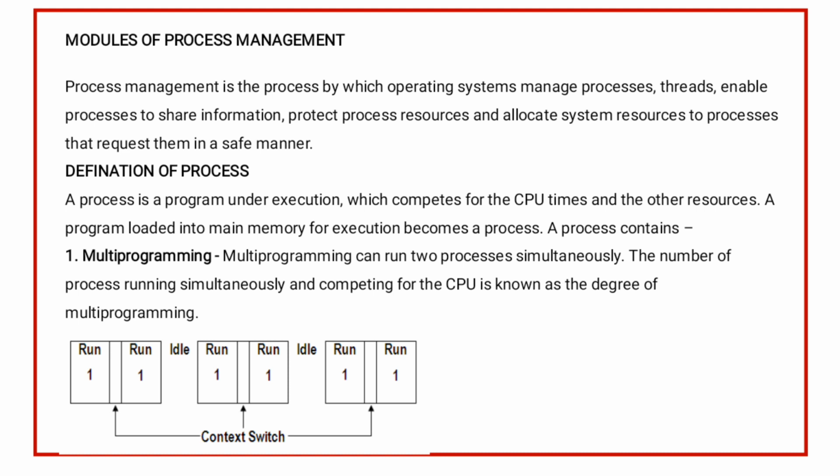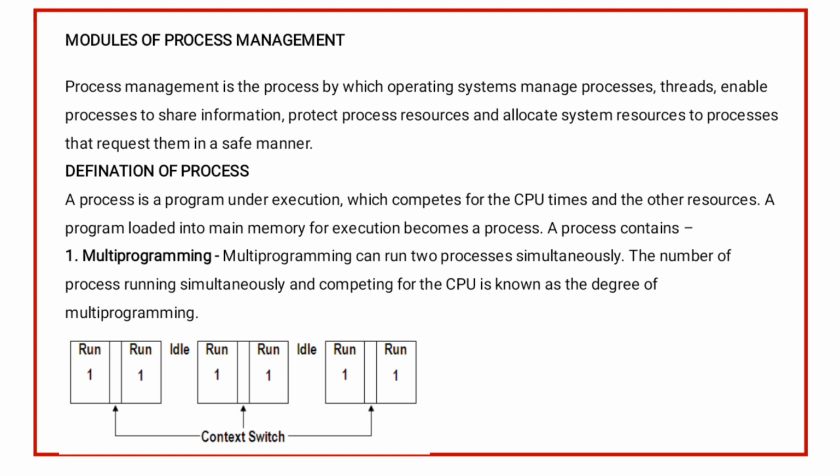Next is modules of process management. Process management is the process by which operating systems manage processes, threads, enable processes to share information, protect process resources, and allocate system resources to processes that request them in a safe manner. Now, what is a process? A process is a program under execution which competes for the CPU time and other resources. A program loaded into main memory for execution becomes a process.